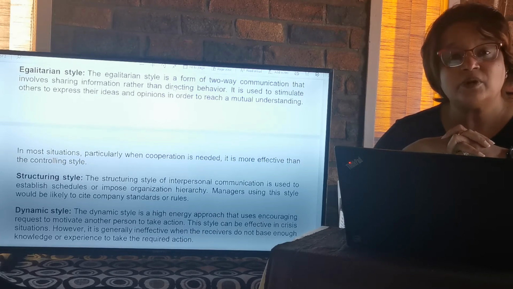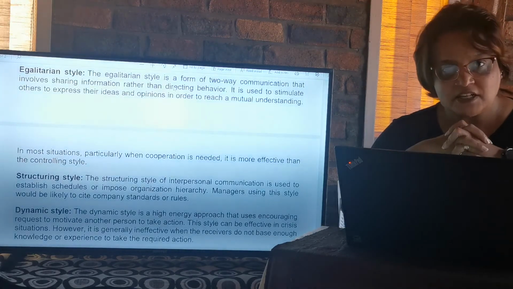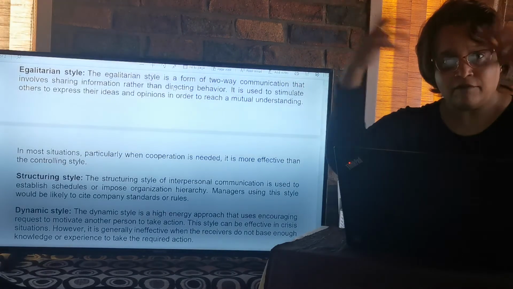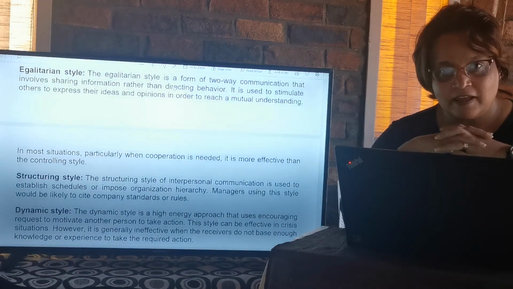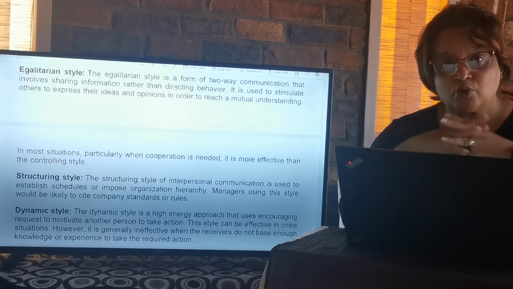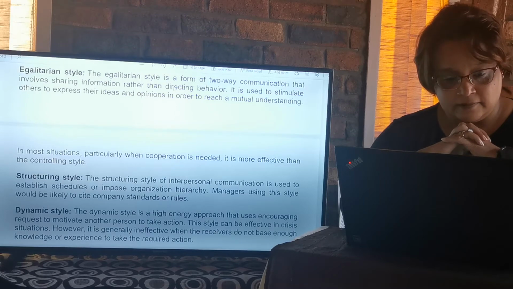It is used to stimulate others to express their ideas, almost like in a brainstorming session. The facilitator is there and he's asking for many ideas and everybody can participate. And there's no room for people being victimized, but just to contribute positively and constructively to the idea.